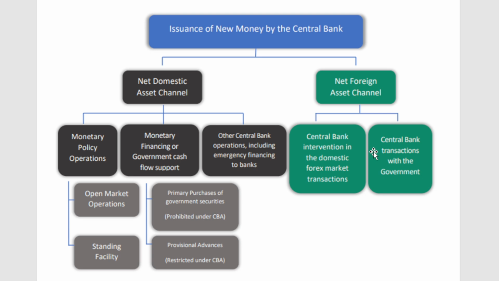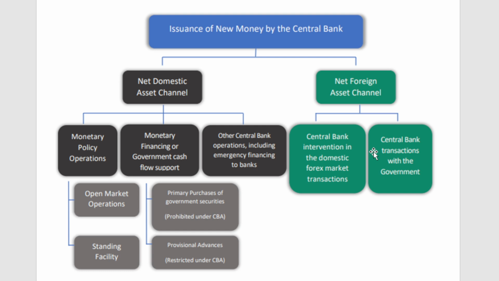Next main method is by increasing net domestic assets and issue money. That has been depicted in blue color. There are three main ways. First one is by monetary policy operations. Under that, there are two main components. First is open market operations. When central bank injects money by purchasing government securities, there will be an issuance of money. Second thing is by lending using standing lending facility rates to licensed commercial banks.